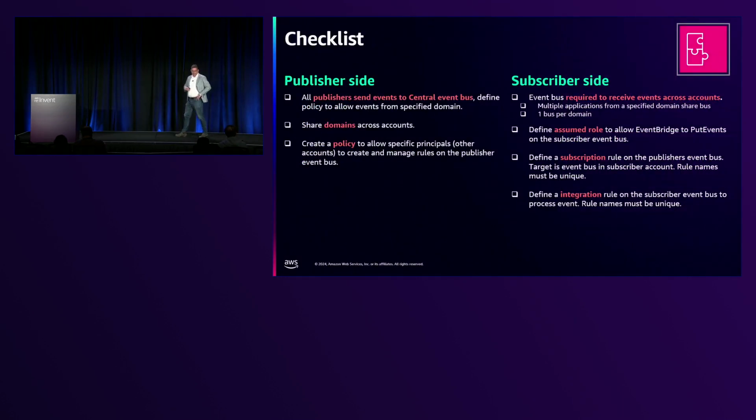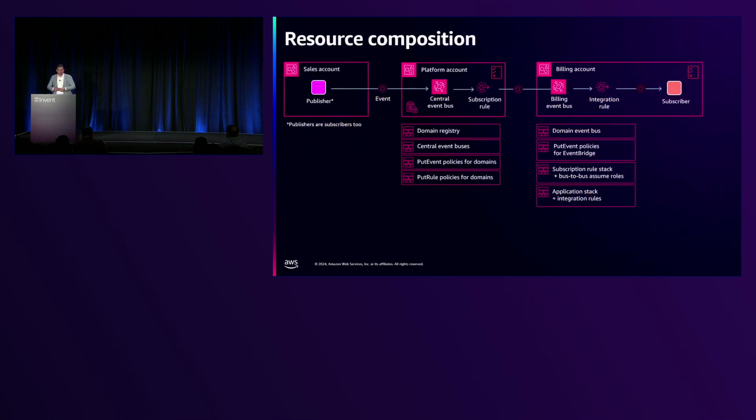So we now have, on the publisher side, we've added the ability to create some policies on the subscriber side, as well as on the publisher side, to allow this integration to happen. From a resource composition perspective, we can start to see we're going to start defining a few resources that we need to have in our stack, right? And we're going to build this up as we go along.